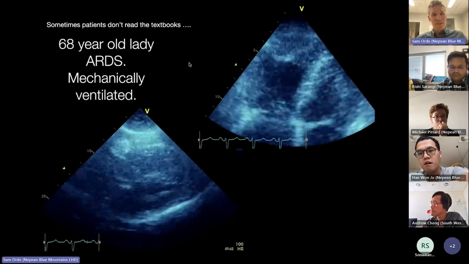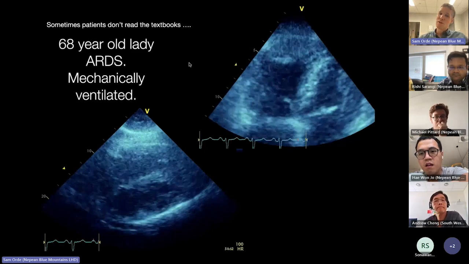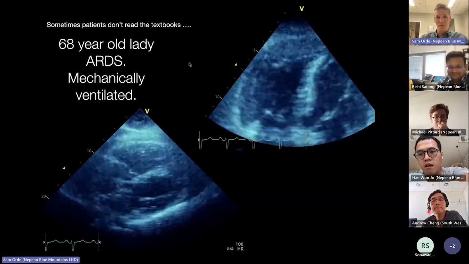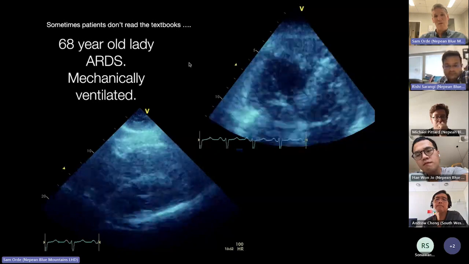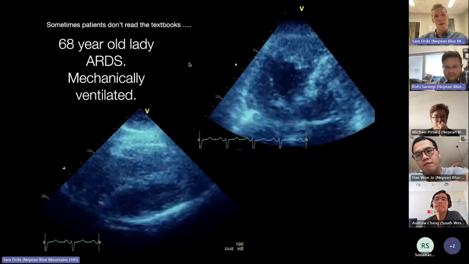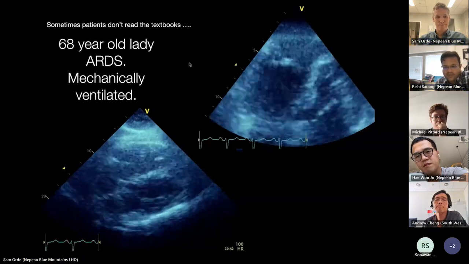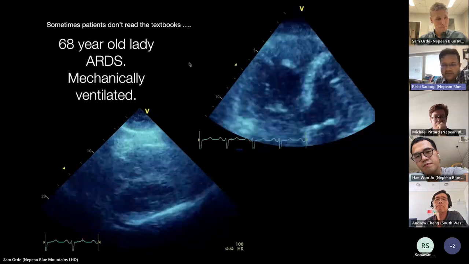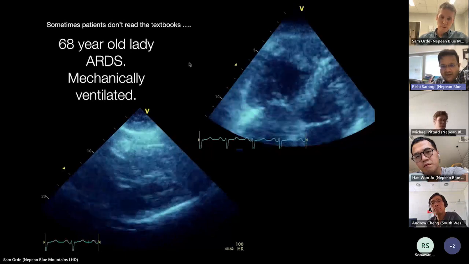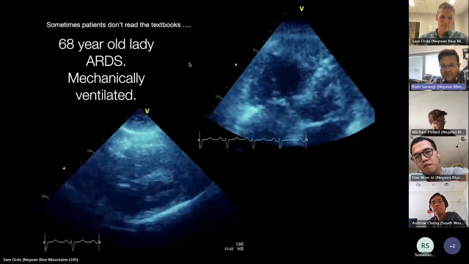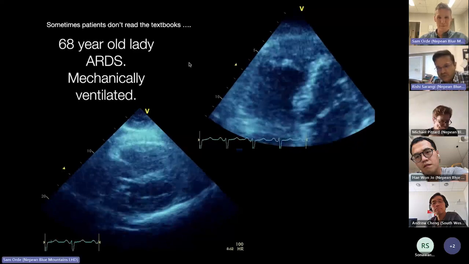Now, sometimes the patients don't read the textbooks, right? So let's have a look at this, and maybe I could ask Rishi, maybe you'd have a look at this for me. So 68-year-old lady with ARDS who's mechanically ventilated. Firstly, what do you think of the right-sided function and size? So the right side looks at least moderate to severely dilated. Yep. And the longitudinal function appears preserved, but the lateral contractility appears reduced.